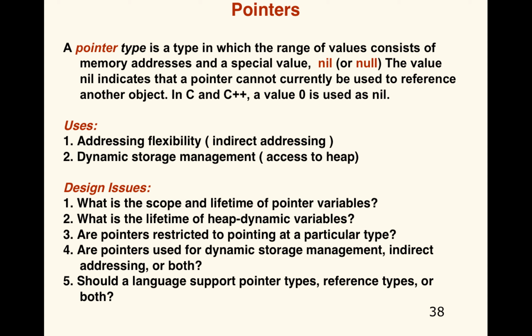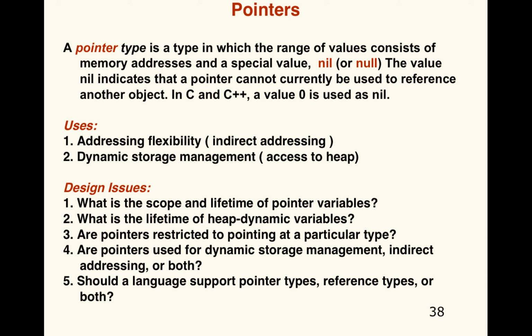When we go to a function, let's say, and we open up a function and we run a function call, we might define a pointer in the function. When the function goes away, well, then so does the pointer. So it's local scope for the most part, and hangs around for the life of the function for which we're running. What's the lifetime of the heap-dynamic variables?